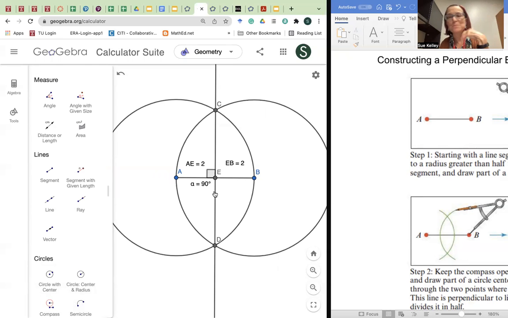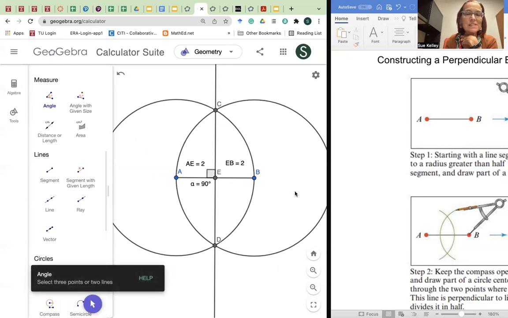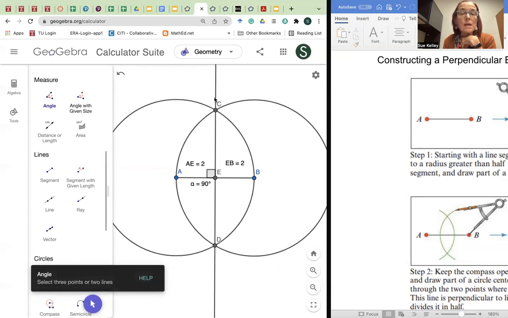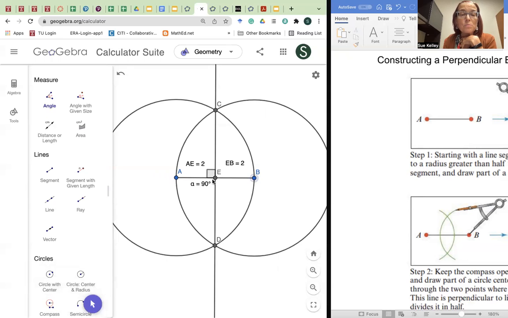That means they're all going to be 90 degrees, but just in case you still don't believe me, I'm going to measure this other angle. Oops, it's measuring the outside. Undo. And this time I'm going to measure BEC. And look at that, I got another 90-degree angle. So I do have a perpendicular bisector here.